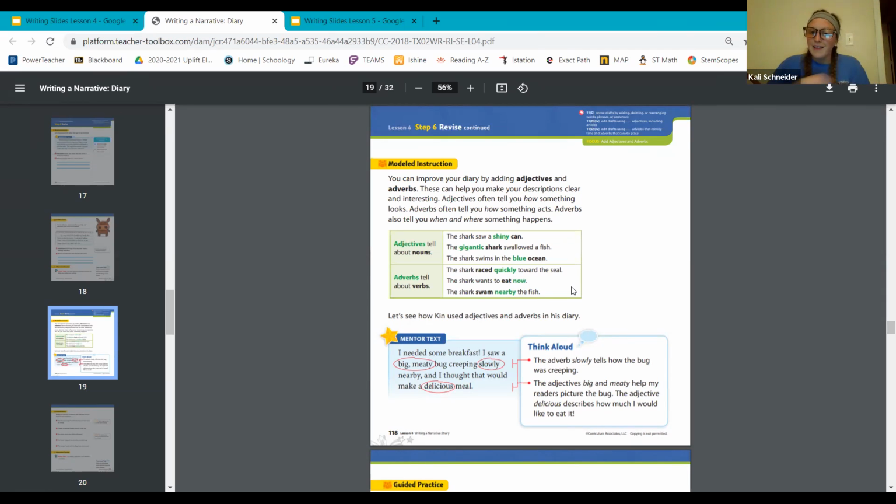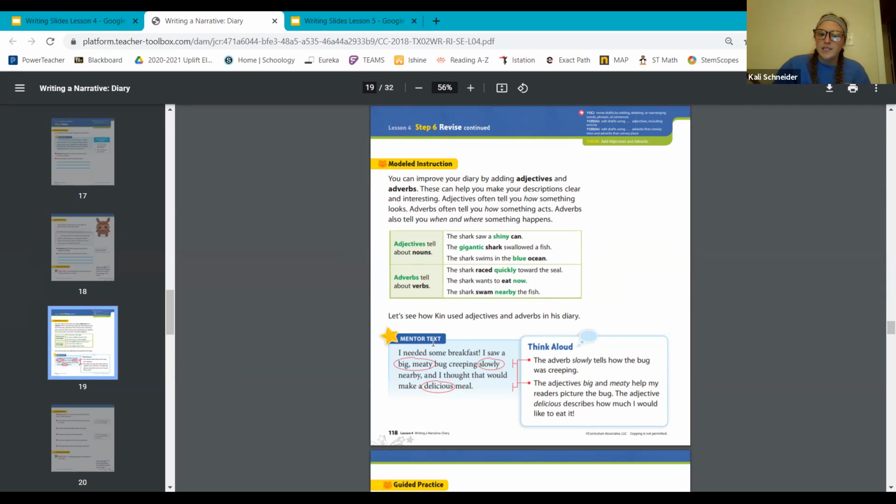And now, lastly, we have the shark swam nearby the fish. Well, it tells me exactly where it is and what it's doing, right? Nearby is telling you where it swam. The shark swam by the fish, nearby the fish, rather than just saying the shark swam, well, where? Nearby the fish. Now I could say the shark swam nearby the fish and the shark wants to eat now. Well, if it's right there, it's going to try and eat those fish. So it's really important that we add these adjectives and adverbs.